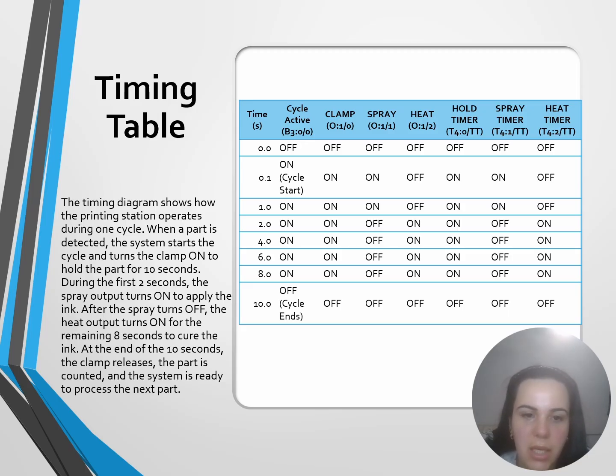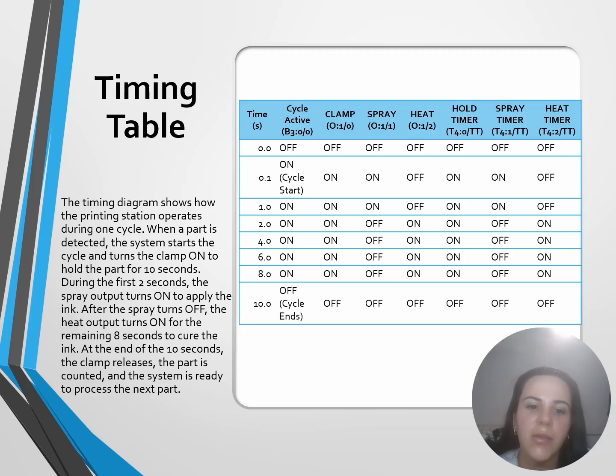For the timing table, it shows how the printer station operates during one cycle. When a part is detected, the system starts the cycle and turns on the clamp, holding the part for 10 seconds. During the first 2 seconds, the spray output turns on to apply the ink. Then the spray turns off, and the heat turns on for 8 seconds to cure.